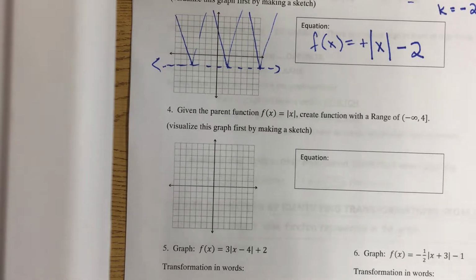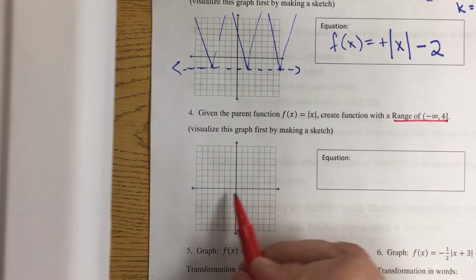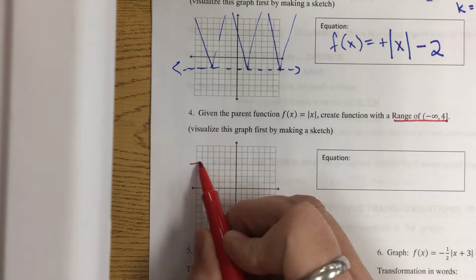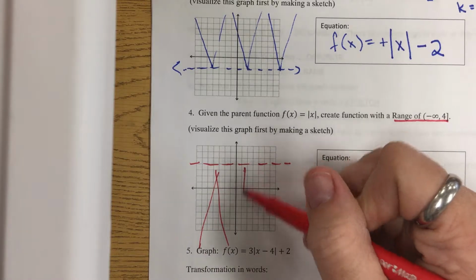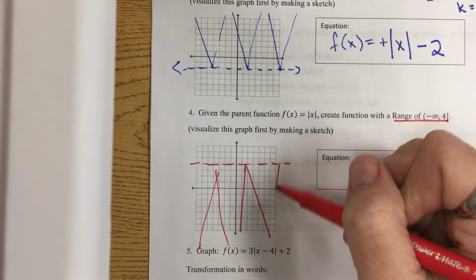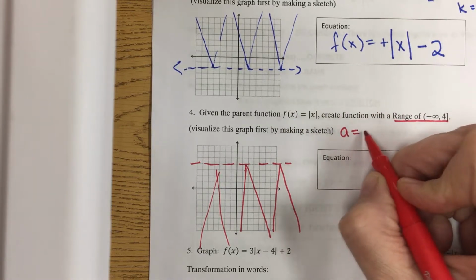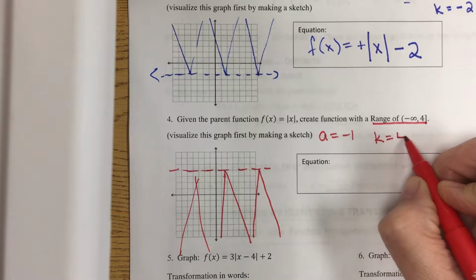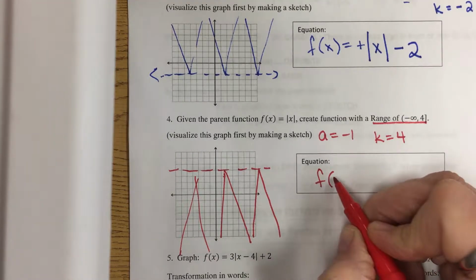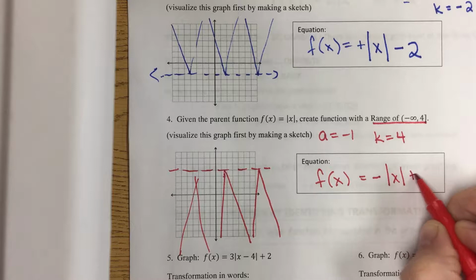On this one, it says that the range for this one is at 4. 1, 2, 3, 4. And then it's going downward. So we know it has to go down. Oops, I should be making my vertices on that. There we go. It has to be going down. So my a value has to be negative, and then my k value is 4. So f of x equals negative absolute value of x plus 4.